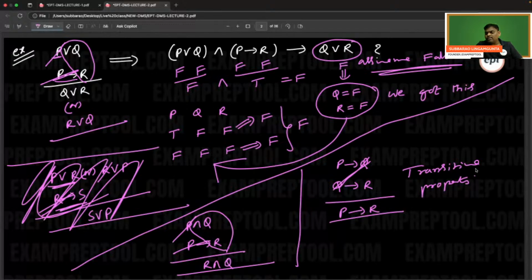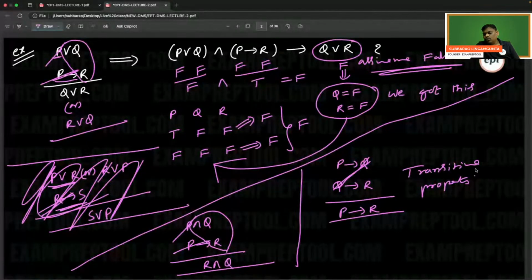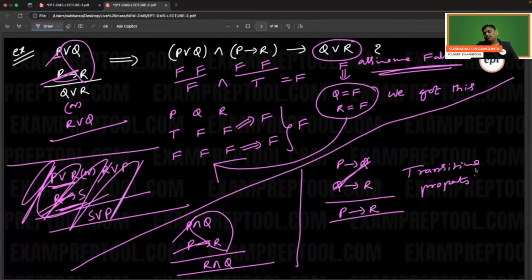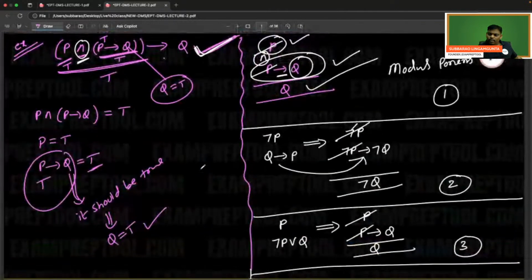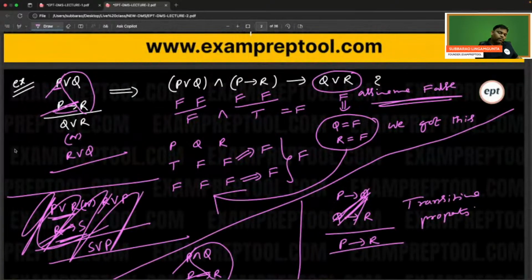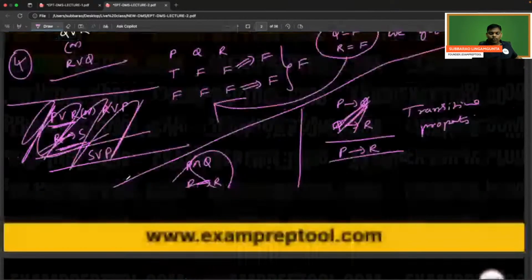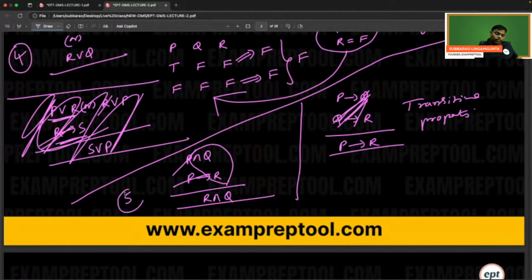If not useful, I don't say. P implies Q, Q implies R. Q cancels, but remember, both are implication symbols. Q and Q both are cancelled, then P implies R will be left out. It is a transitive property. I am giving numbers also: this is 3, this is 4, this is 5, this is 6. Totally 6 things. If you remember, you can solve the problems immediately.